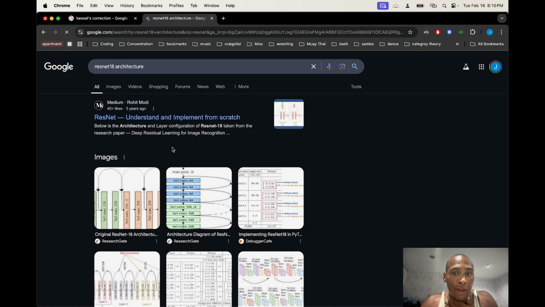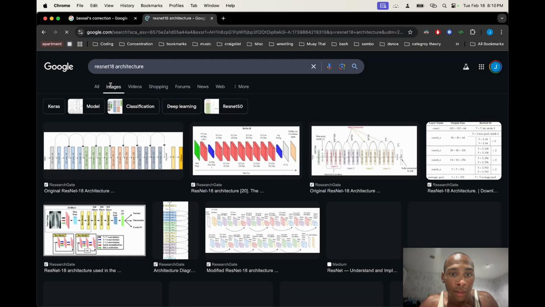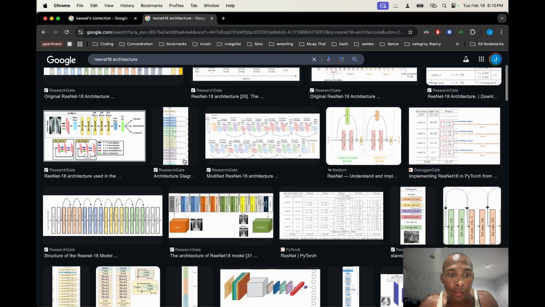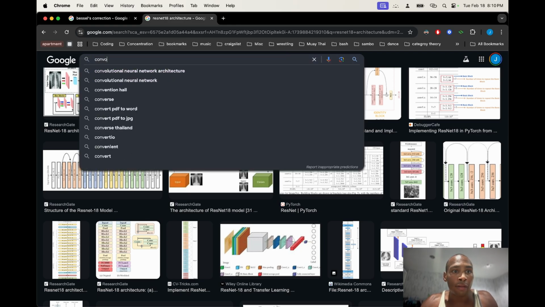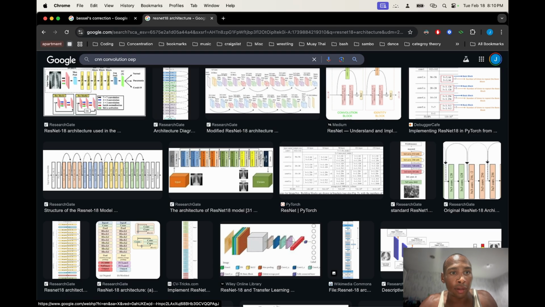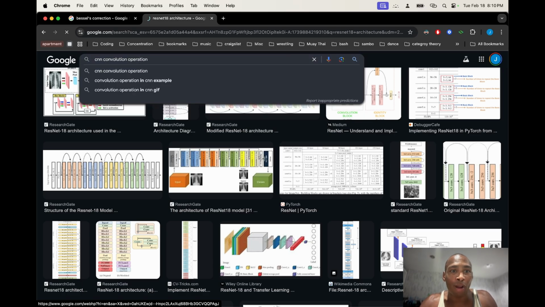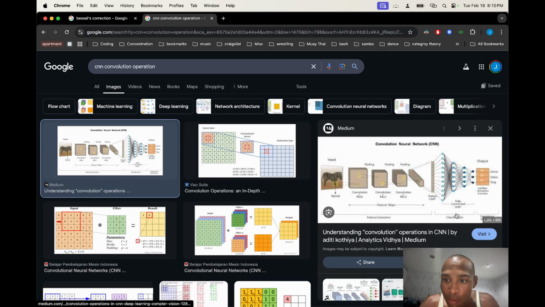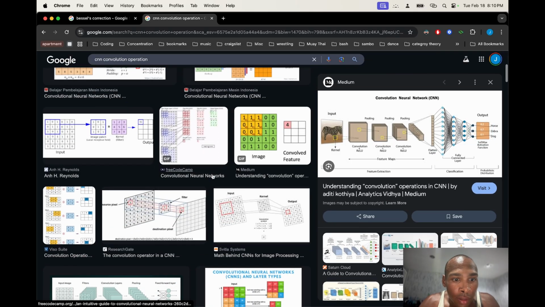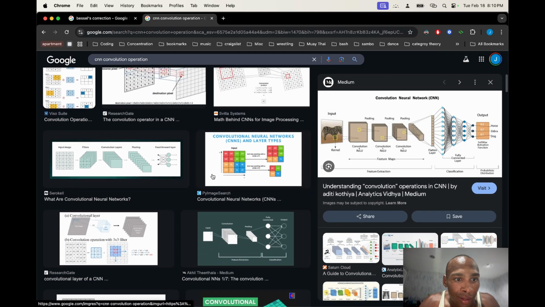So let's just see if we can find an image of maybe the convolution operation. Once I have my iPad, I promise, guys, I know I keep saying this, it'll be much, much better. So I need a block diagram.